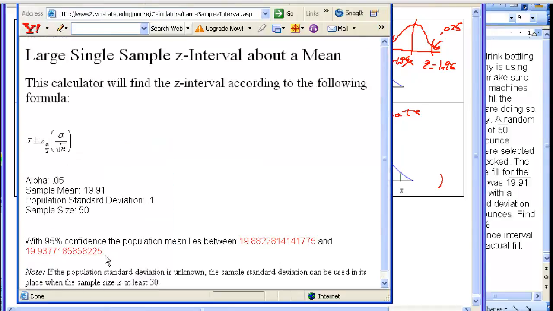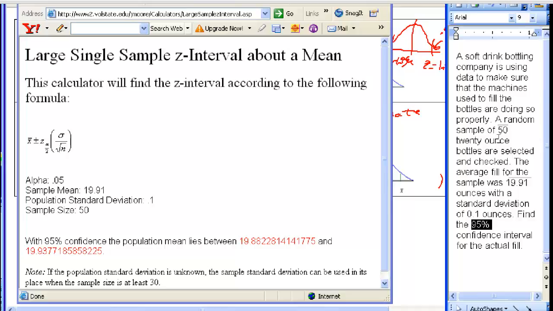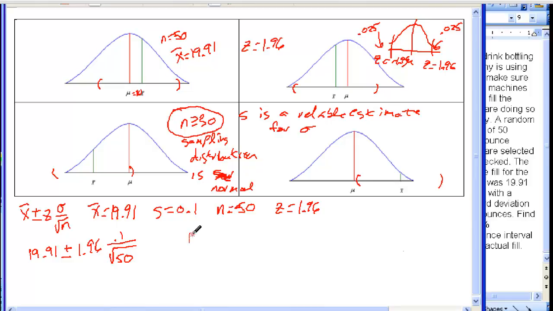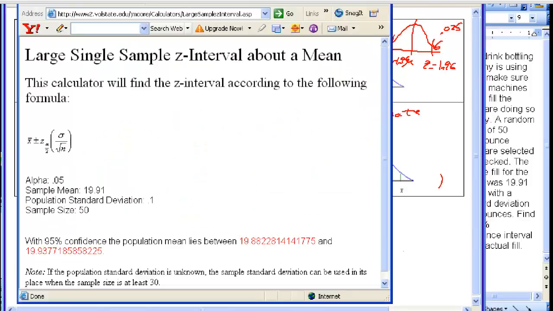We hit calculate, and it gives us an estimate here of 19.88. We would use the same rounding as the estimate of the mean here in the sample mean, rounded to hundredths. We would be consistent with that rounding when we do our interval endpoints. So 19.88 to 19.94.